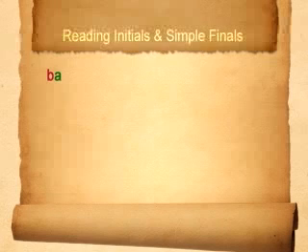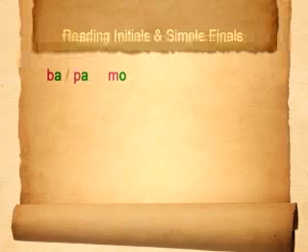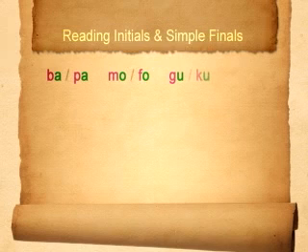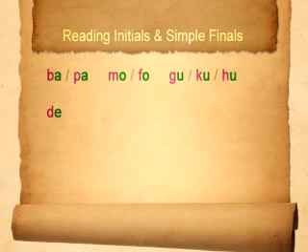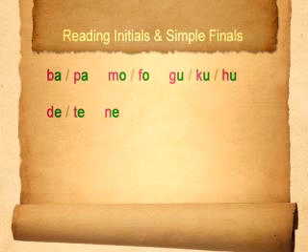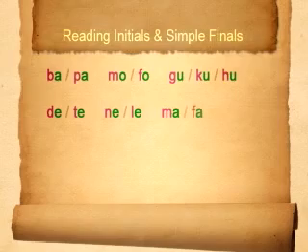Now, let's read the initials with some simple finals. We'll use the first tone as we read it out loud. Listen closely to the different consonants and vowels. Repeat after me. Ba, pa, mo, fo, gu, ku, hu, de, te, ne, le, ma, fa.